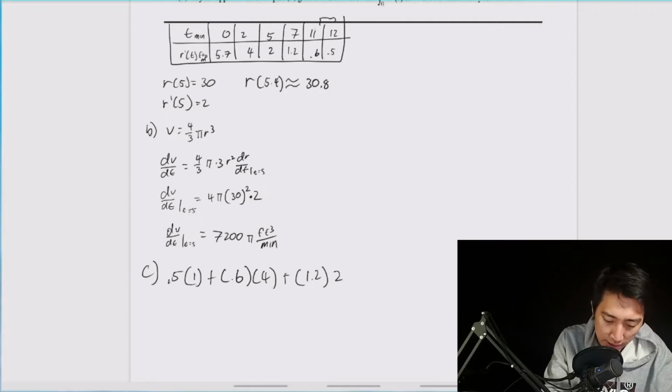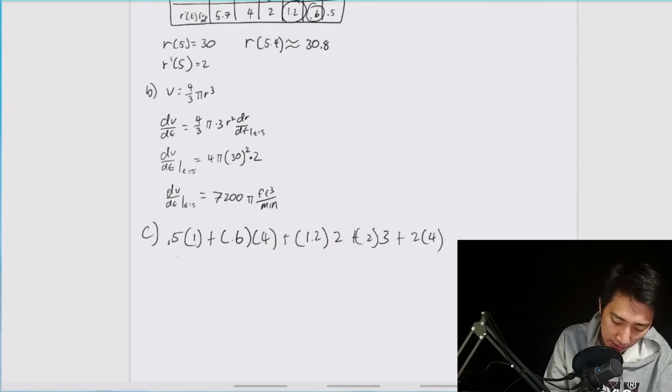Again, this is my change, on the right side, that's my height. This is my change. This is my height. Next, my change is then going to be 3, and my height was 2. And then finally, my change is 2, and my height is 4.